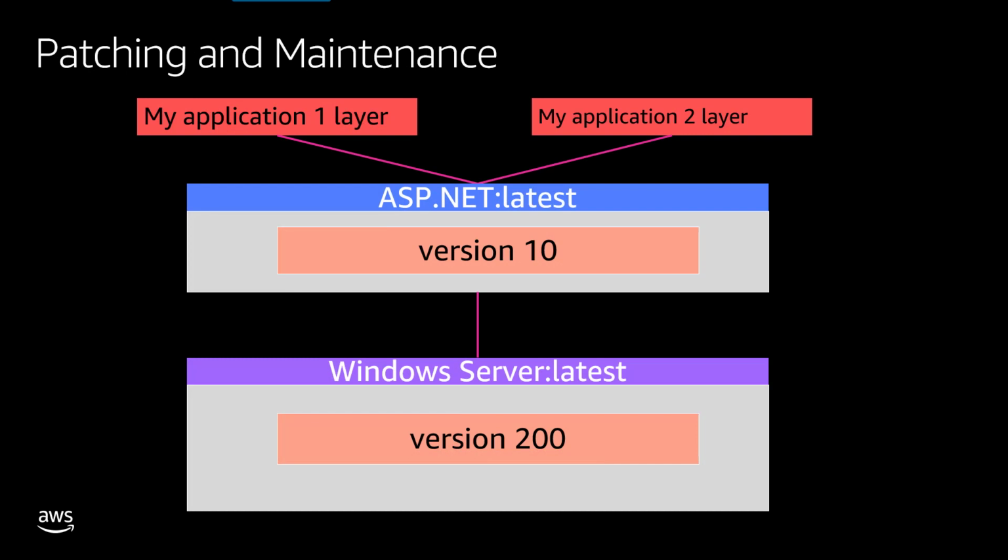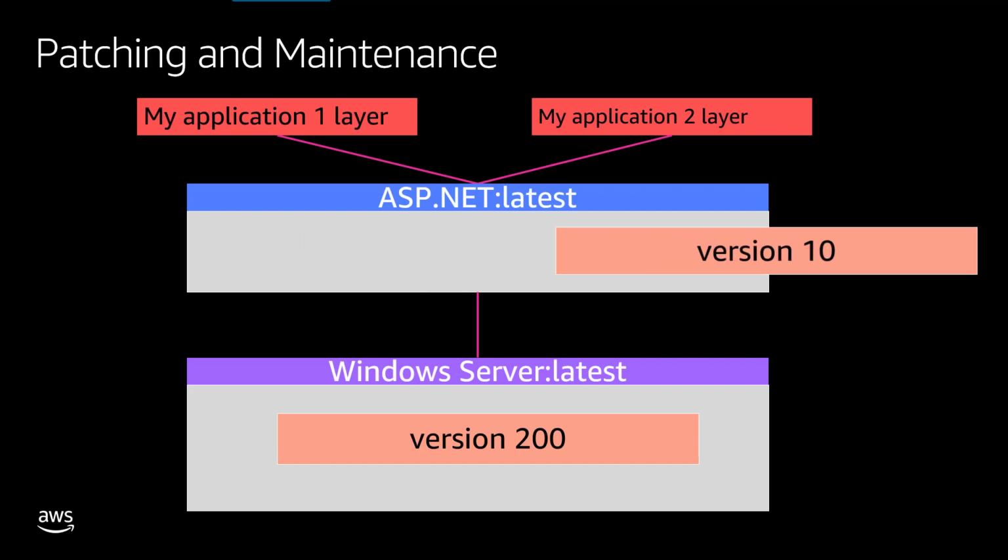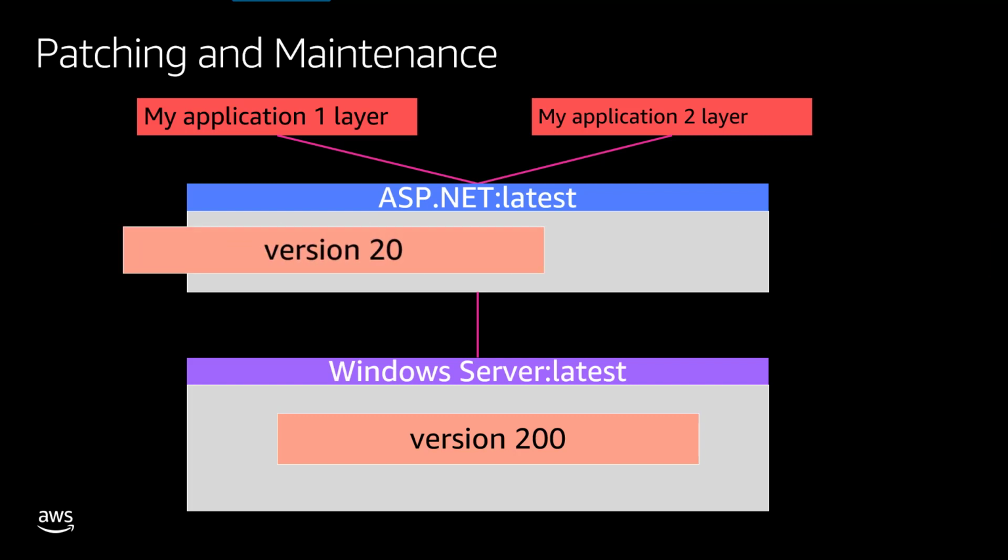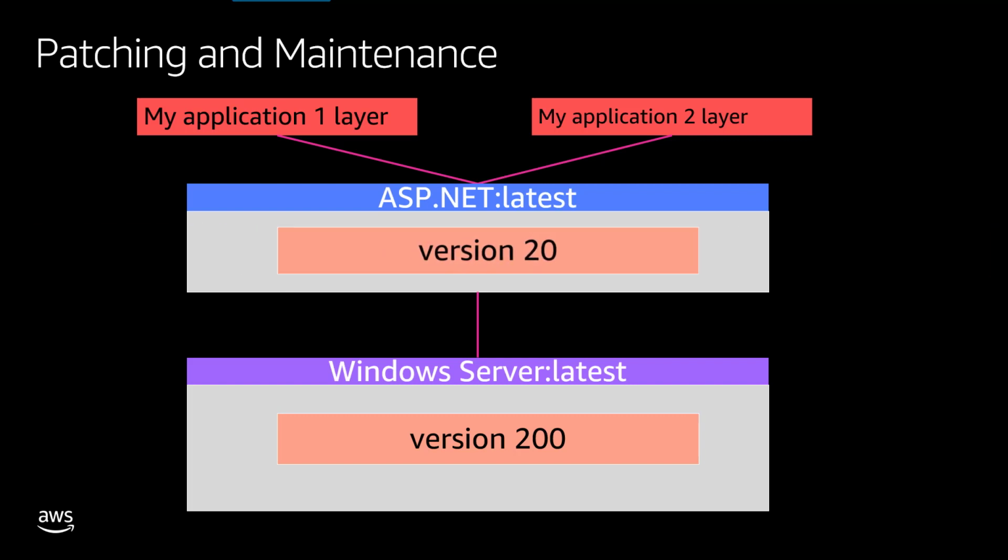So here you have 2 applications, application 1 and application 2. Imagine that they are ASP.NET latest applications. And at some point in time, let's say you want to patch the ASP.NET version. So here I have given some random number called version 10. And if you want to upgrade, you can easily upgrade by getting the latest layers of this ASP.NET. Of course, you need to run a test after doing this upgrade like any other application. But the upgrade process itself is very seamless and easy to do.